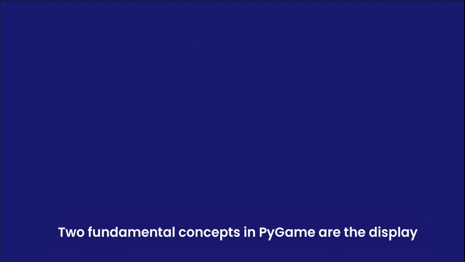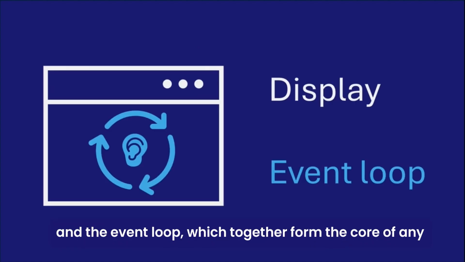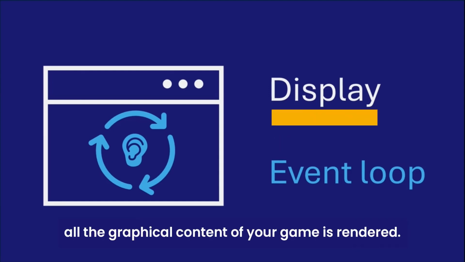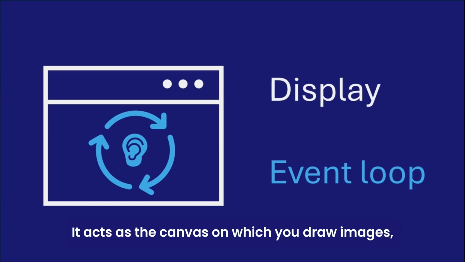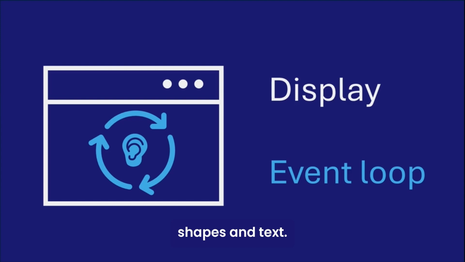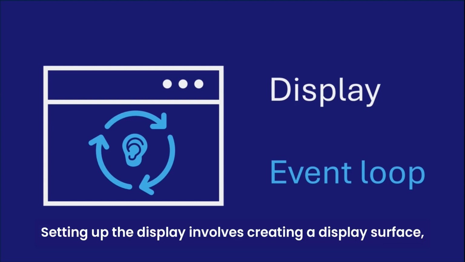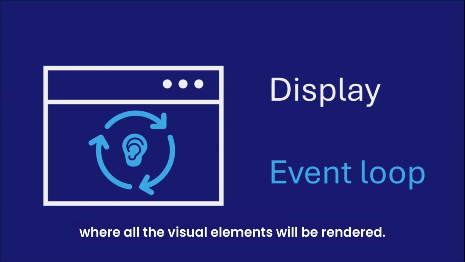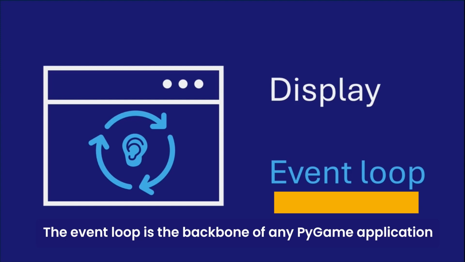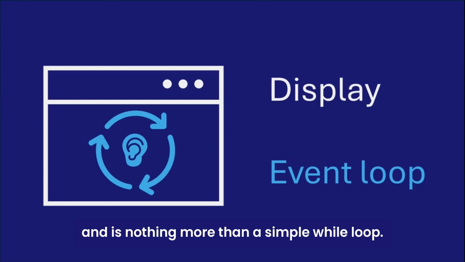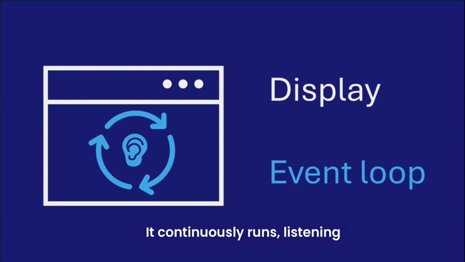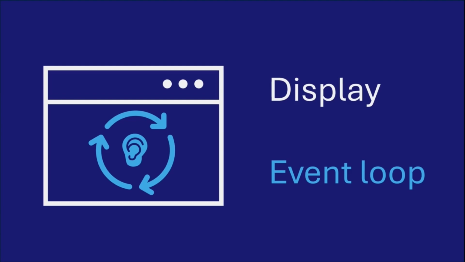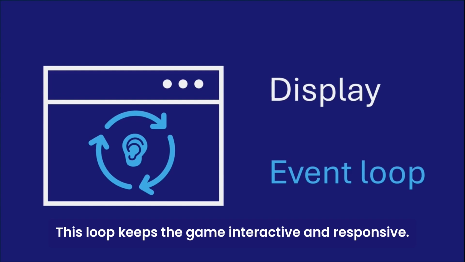Two fundamental concepts in PyGame are the display and the event loop, which together form the core of any PyGame application. The display in PyGame is where all the graphical content of your game is rendered. It acts as the canvas on which you draw images, shapes, and text. Setting up the display involves creating a display surface, which is essentially a window or screen where all the visual elements will be rendered. The event loop is the backbone of any PyGame application and is nothing more than a simple while loop. It continuously runs, listening for user input such as key presses, so-called events, and updates the game state accordingly. This loop keeps the game interactive and responsive.